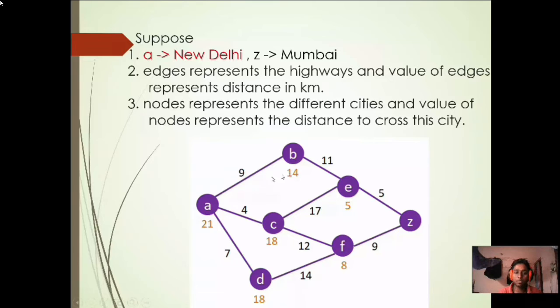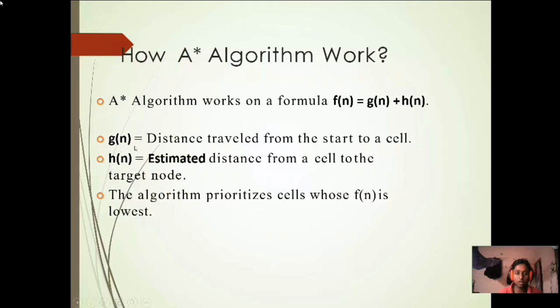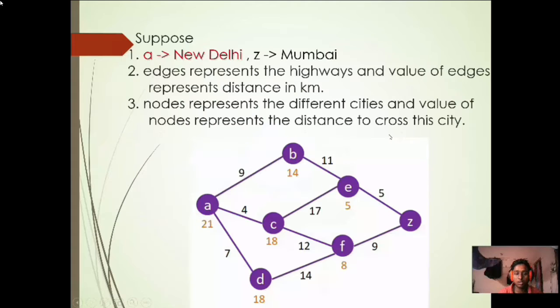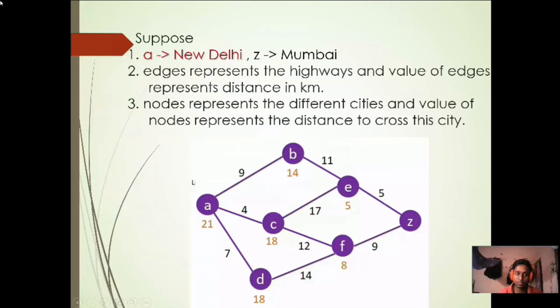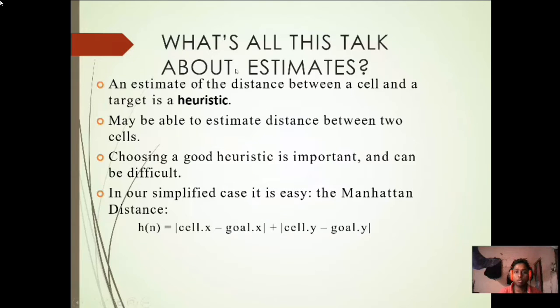Basically, the values present on the edges represent the value of g(n). As I have told you, g(n) is the distance traveled from the starting node to that particular cell. Okay, and the value that we present on each node, that is on different cities, represents the value of h(n). And h(n), as I have told you, is the estimated distance from that city or cell to the target node. Okay, now let's understand the estimation.